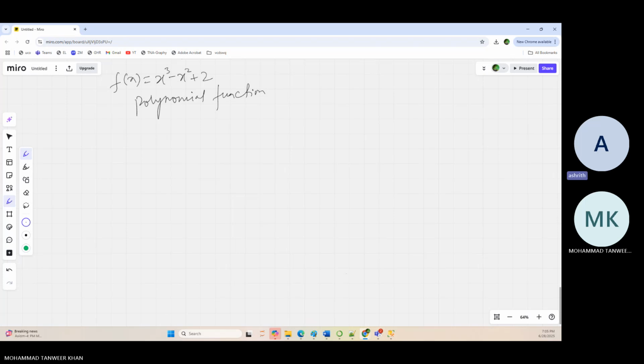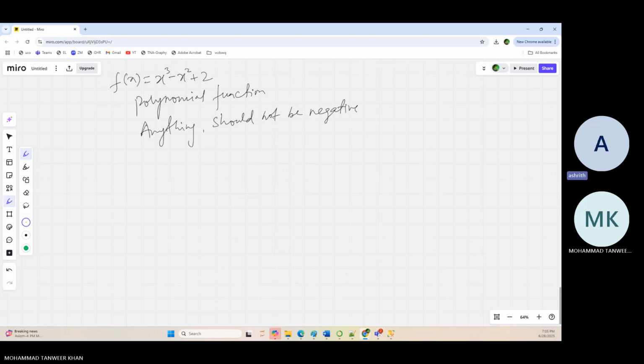Anything. You have to tell it can be anything. It can be 3, it can be 2, it can be 4, it can be 5, it can be 10, it can be 100, it can be 1,000, anything. But it should not be negative. Power should not be negative. Understood?